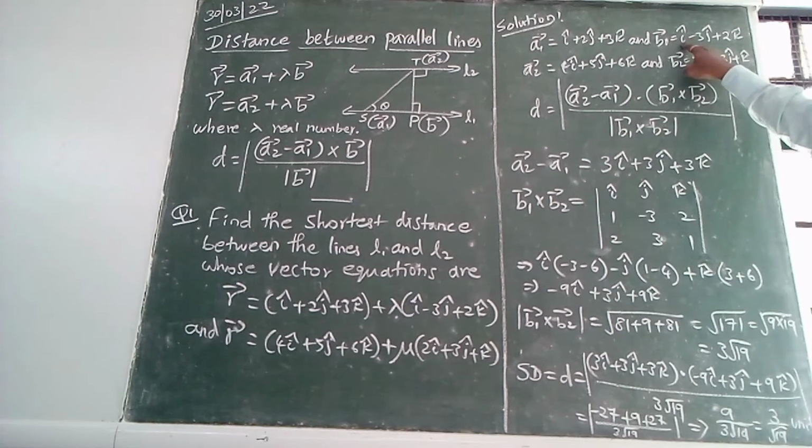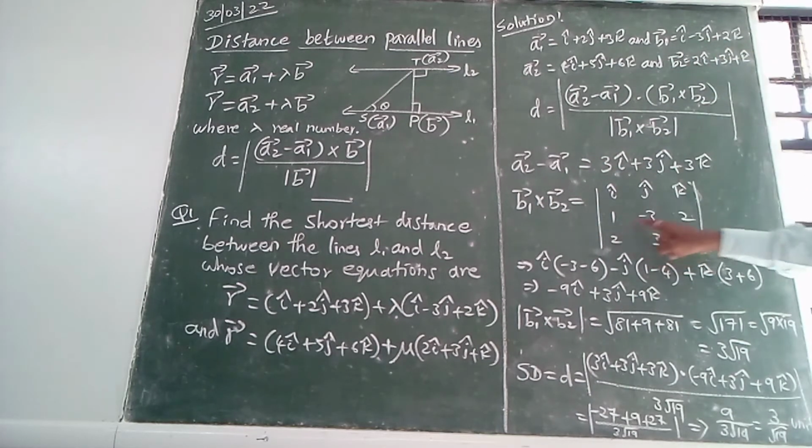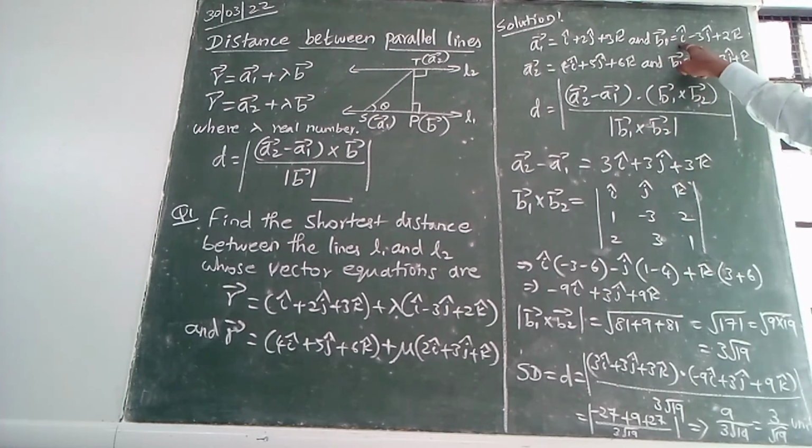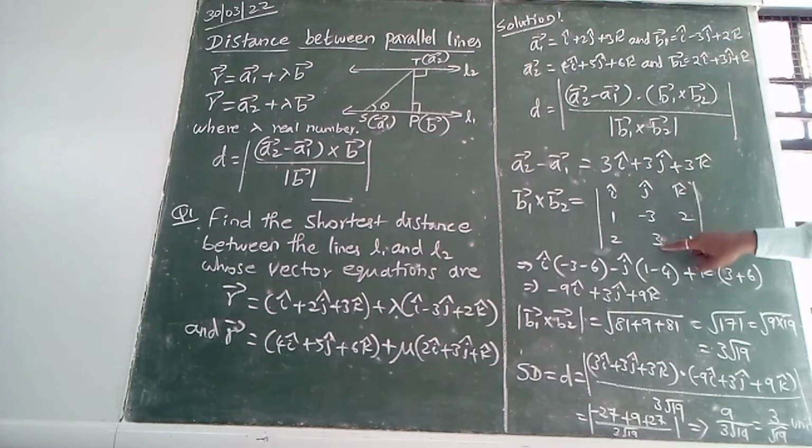B1, what is B1? 1 minus 3, 2. So 1 minus 3, 2. Isn't it? 1 I am getting for coefficient of i cap, minus 3 I am getting coefficient of j cap, 2 I am getting coefficient of k cap. The same way B2: 2, 3, 1.